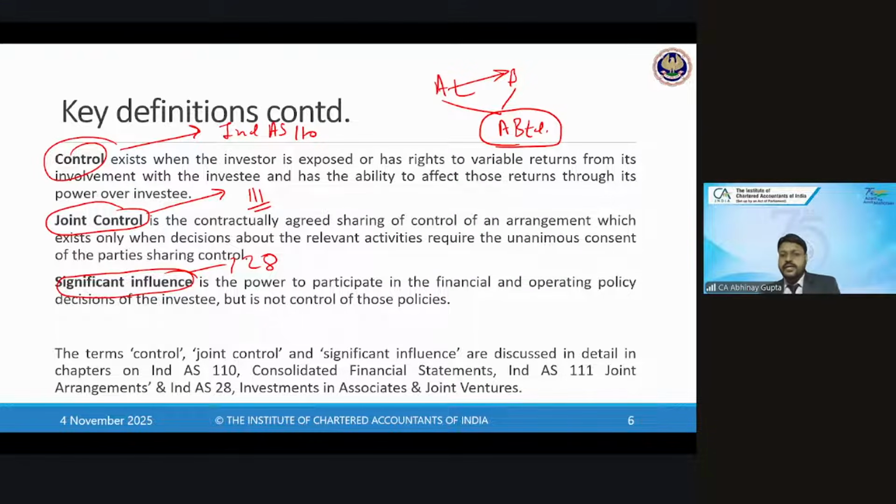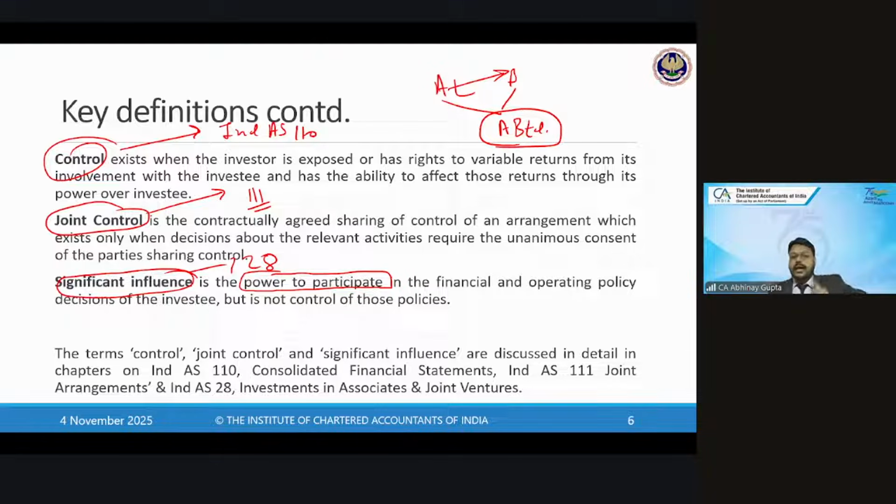And similarly, significant influence is the power to participate. So the keyword is power to participate, not power to direct, right? So if I say power to direct, then that would be something more than the significant influence, right? So significant influence is power to participate. Now, how is power to participate understood? For example, if there are any board meetings and there is a director who is sitting in that board meeting, and he can vote in favor or against a particular resolution, then it means he has the power to participate.